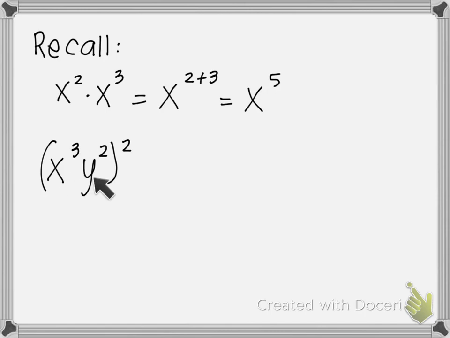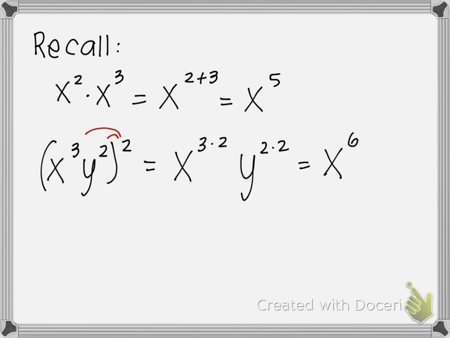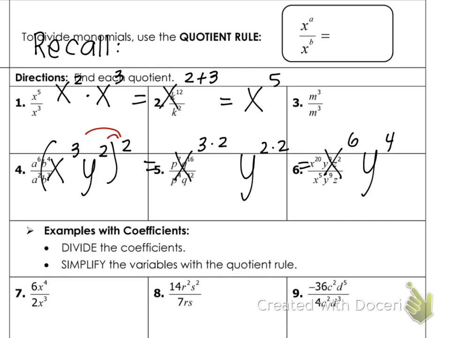When we have something raised to a power, remember we have to distribute this 2 to each piece inside. So it's going to be x to the third times 2, and then y squared times 2. So it's going to be x to the sixth, y to the fourth.